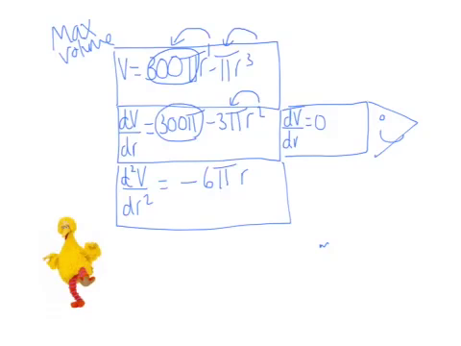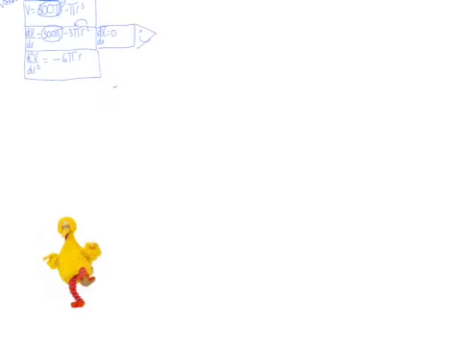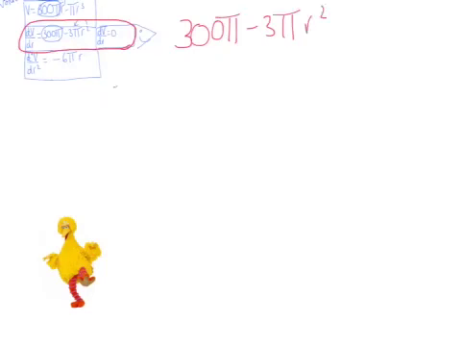Okay, right, let's actually do some solving. We're going to solve this bit here of this bird. We're going to solve dv by dr equals 0. So 300 pi minus 3 pi r squared equals 0. Let's have a bit of a think why we're doing that. That's my stationary point, or my turning point, that's where the gradient is 0. So in fact, I'm wanting a maximum, aren't I? I'm wanting it to look like this, a maximum turning point.